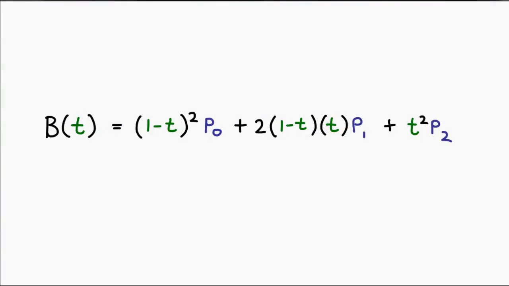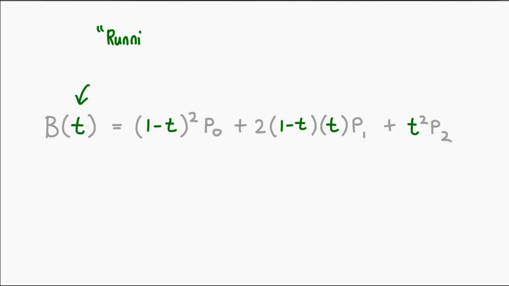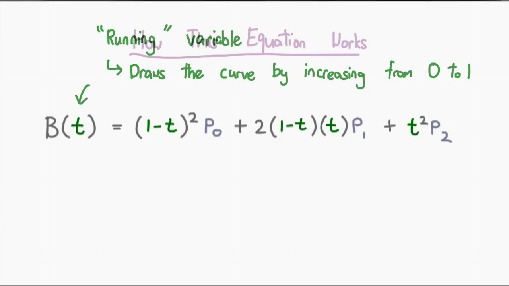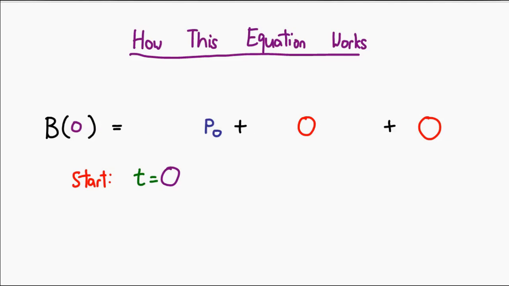This is the simplest version of the Bezier curve formula. Now, P0, P1, and P2 refer to the positions of these control points. T is our running variable. It's going to start at 0 and it's going to increase slowly until it goes to 1. So basically, here's what we do. We start with T equals 0. It's going to wipe out certain terms in the expression and we're going to end up with a position. In this case, what we're going to end up with is just P0.